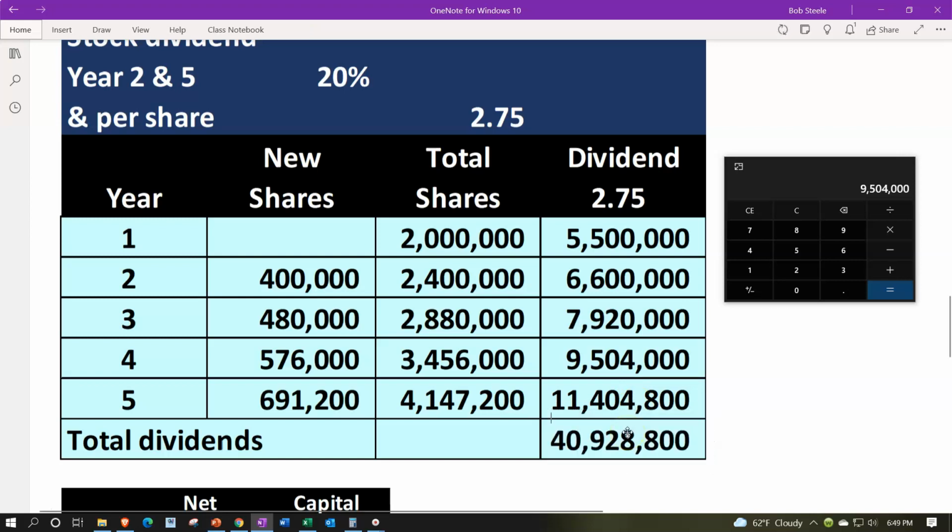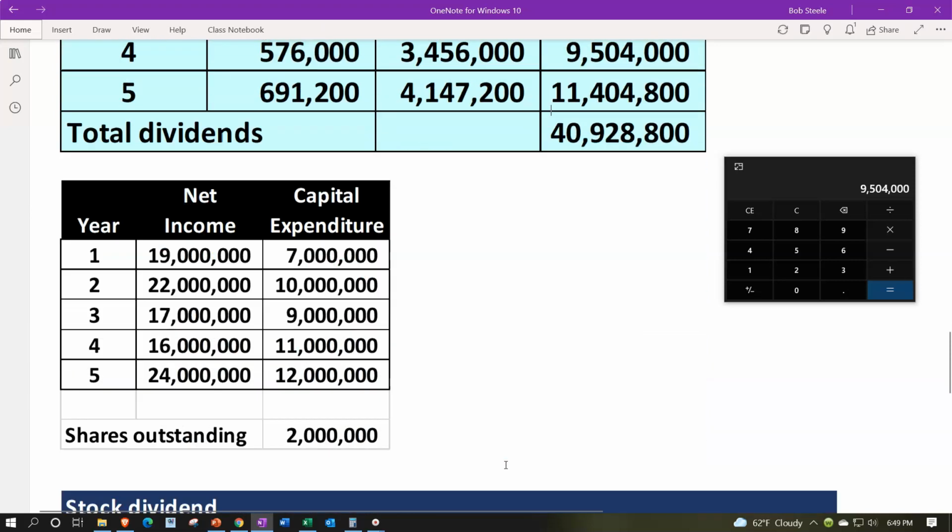Adding up the dividends in the outer column, we're at the 40,928,800 for the 5-year period.